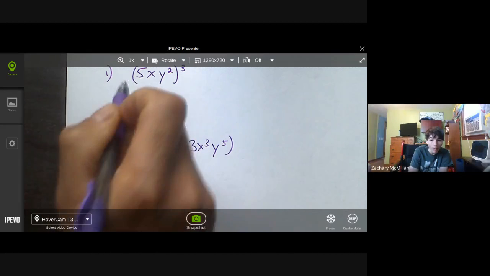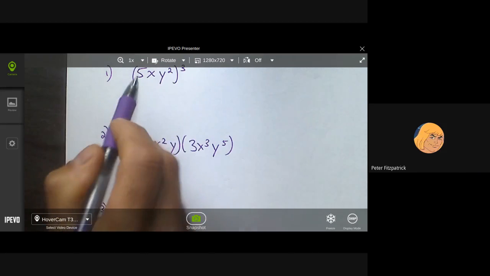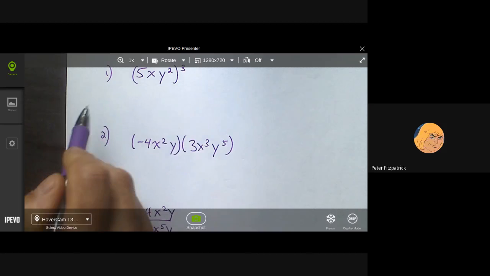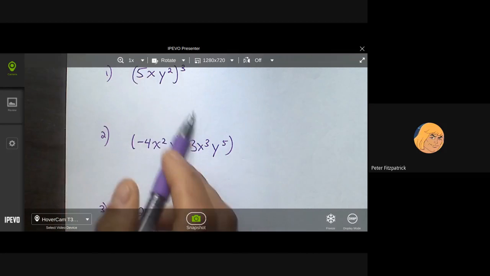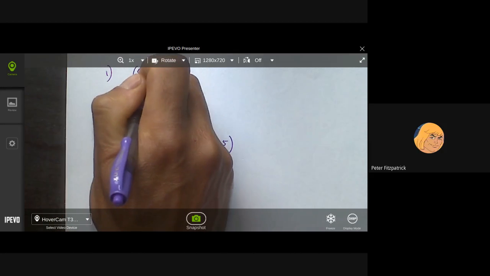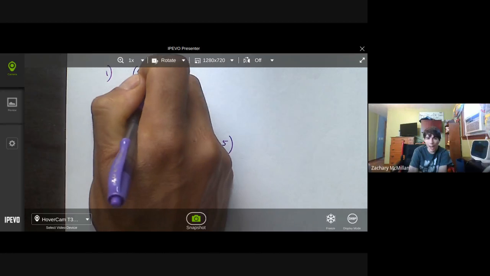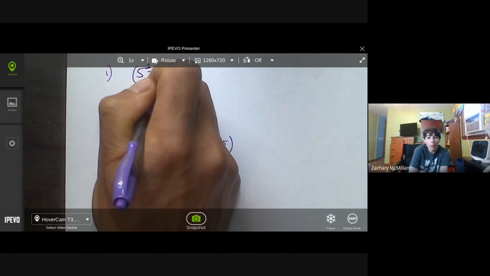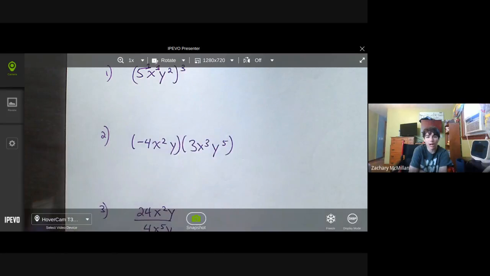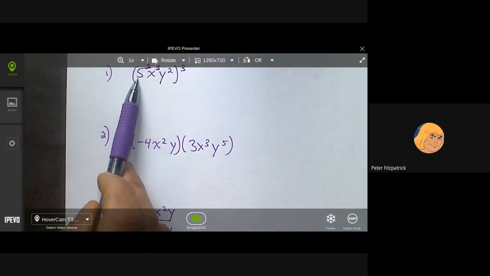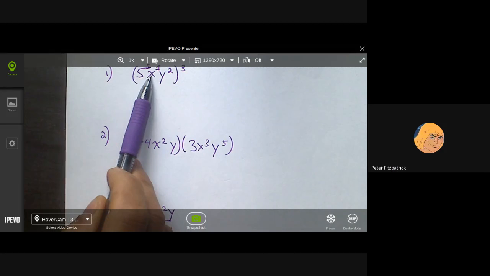I need to see the exponents on every single base inside of here. So what exponents can I add in? Well, you can add one after the 5. Good. That is a base, and also the x.